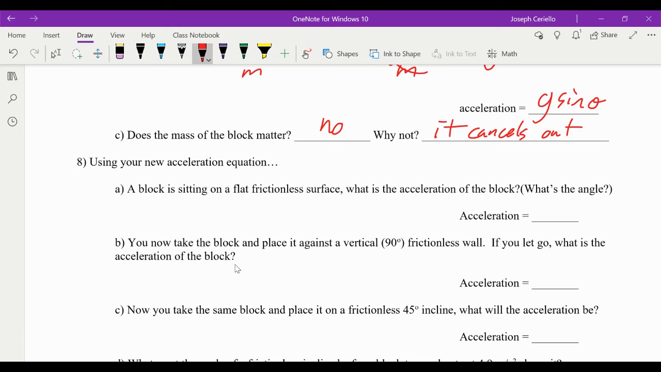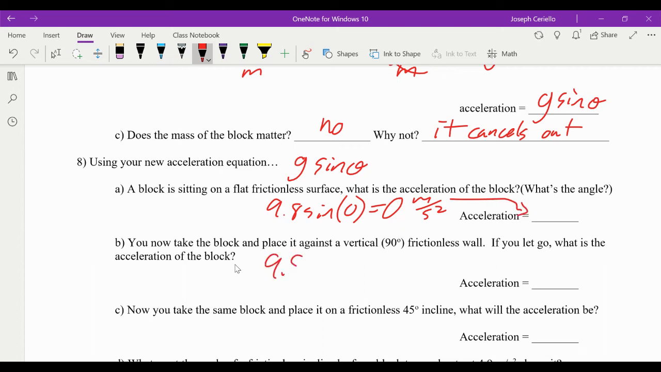All right, so a block sitting on a flat frictionless surface, let's try it out. g sine theta, right? That's what we're gonna use for all of these. So let's see, 9.8 times sine of 0 degrees. That's 0 meters per second squared. Let's try against a wall rather. 9.8 sine of 90. Sine of 90 is 1. Hopefully you know that. So you end up getting 9.8 meters per second squared. These are what we predicted, but now we're proving it mathematically that that is the acceleration.